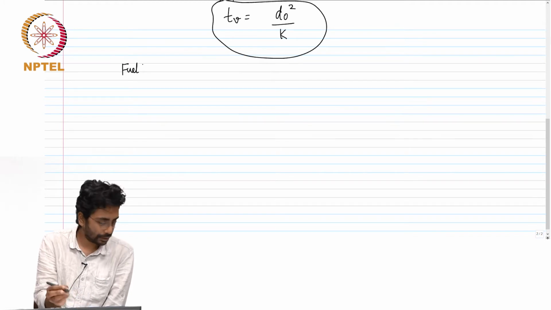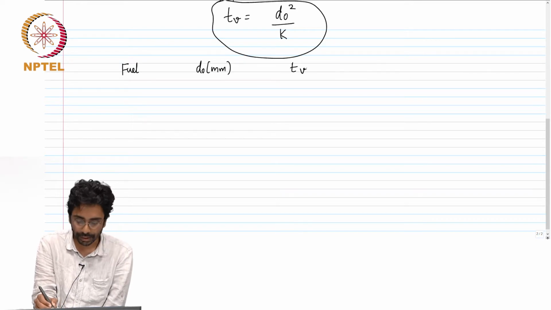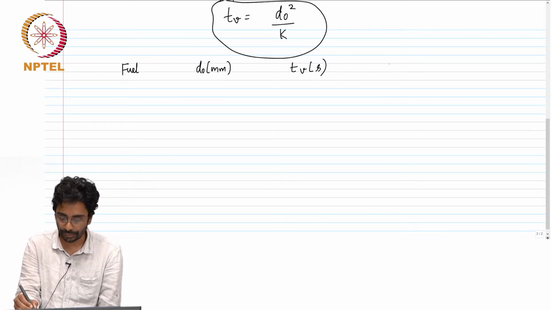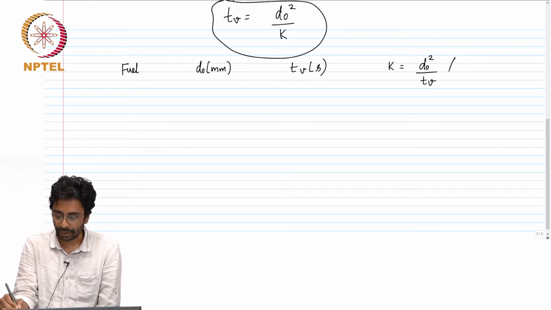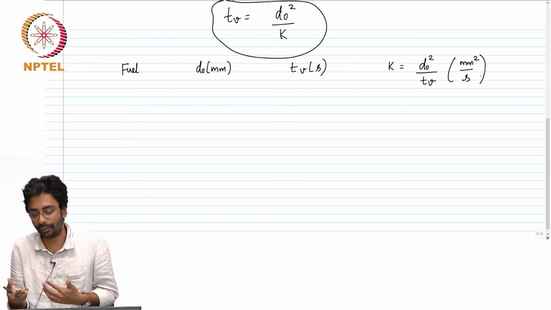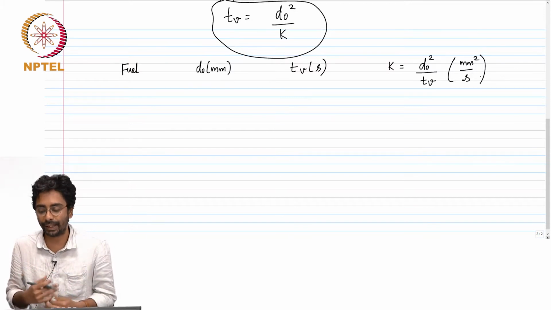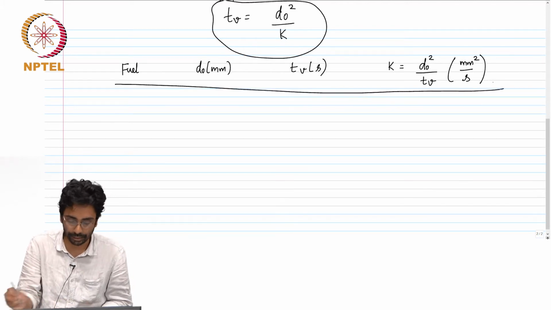Now I am going to compile all the information. Fuel, d0 in millimeters, time for vaporization in seconds, and using this information I am going to calculate k, which is d0 squared by Tv. It will have units of millimeter square per second. Well, in some places you will find that k is defined as the reciprocal of how I have defined it, but as long as you maintain consistent units you should not have any problems. In some places you will see that k is defined as Tv divided by d0 squared. So anyway, that is just a convention, let us not worry about it here.